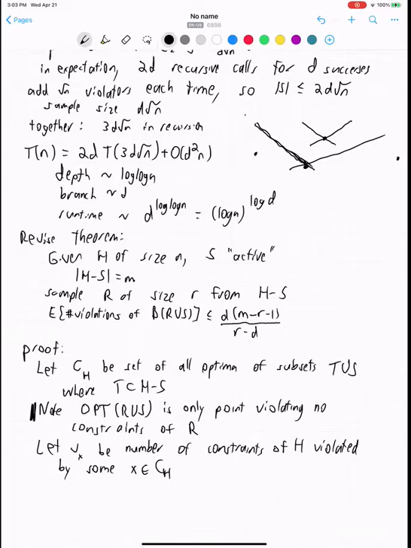Okay. Also, let I sub x be an indicator that x is equal to the optimum of R union S.